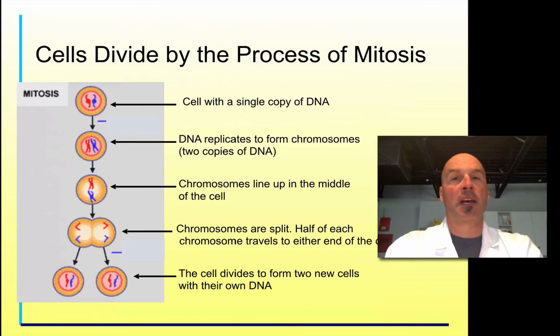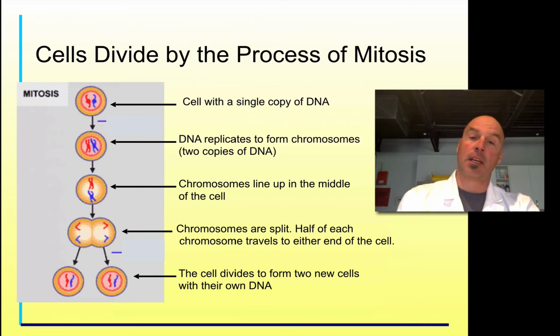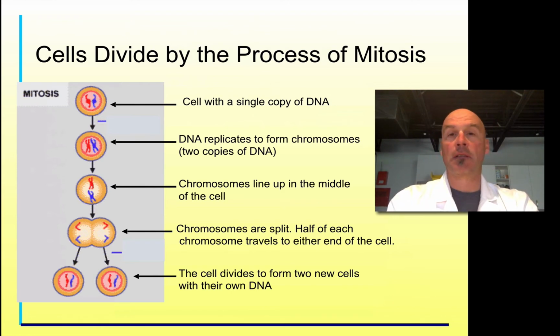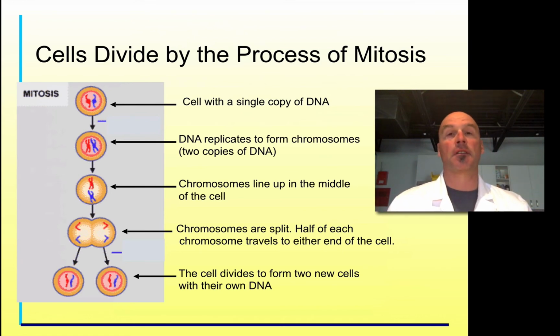So cells divide by the process of mitosis. Remember, this is asexual. So a cell with a single copy of DNA, DNA replicates to form chromosomes, which is 2 copies of the DNA. The chromosomes line up in the middle of the cell. Then the chromosomes split, half of each chromosome travels to either end of the cell, and then the cell divides to form two new cells with their own DNA. And I know you guys know the interphase and prophase and all those fancy individual stages.